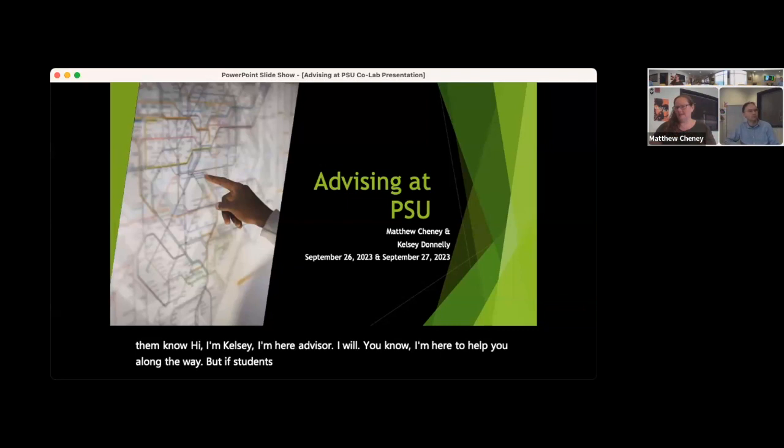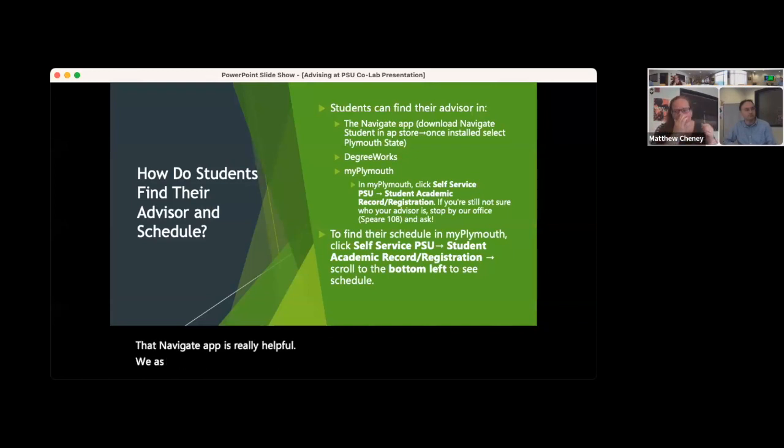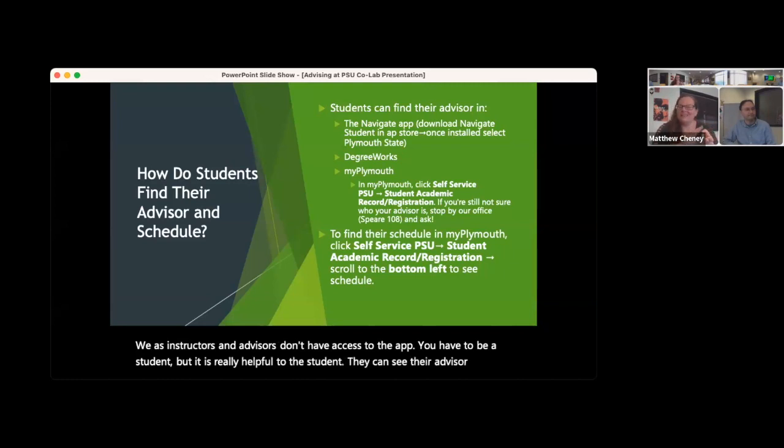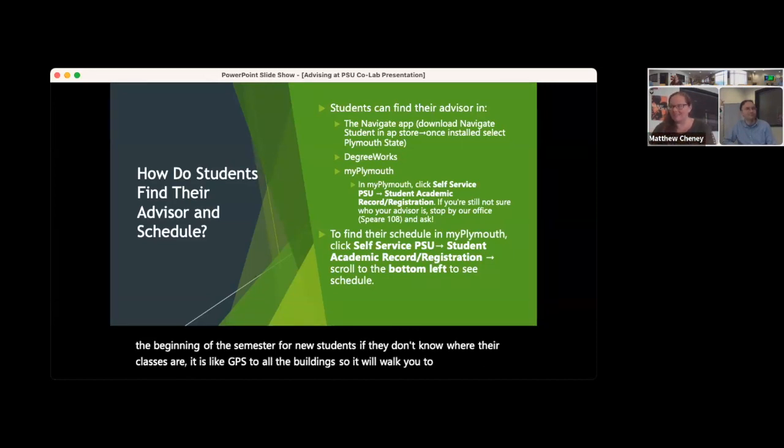If students don't receive that email, they can also find it by going to the Navigate app, which is something that we have all incoming students download. The Navigate app is really helpful. We, as instructors and advisors, don't have access to the app. You have to be a student, but it is really helpful to the student. They can see their advisor. If the advisor is set up in Navigate to make appointments, students can make an appointment right through that app, or they can also see their schedule. Especially in the beginning of the semester for new students, if they don't know where their classes are, it is like GPS to all the buildings. It will walk you to the class, and students utilize that a lot in the beginning of the semester.